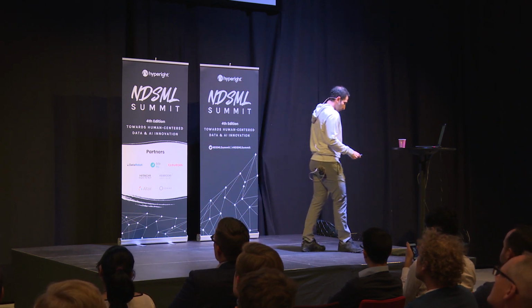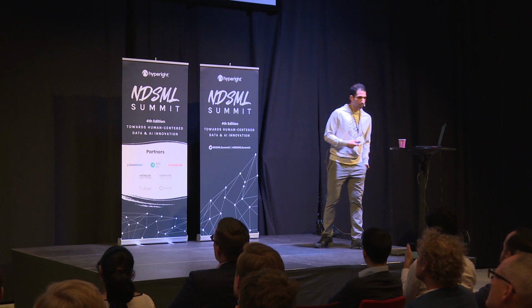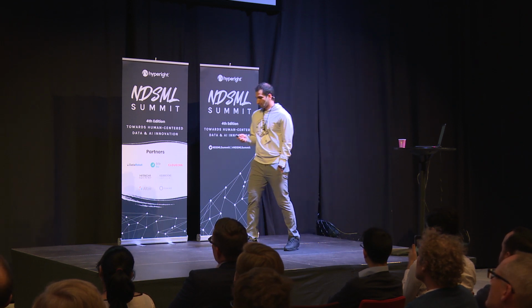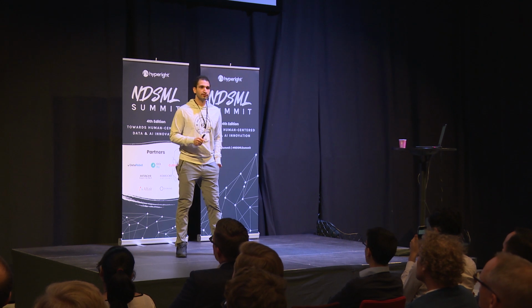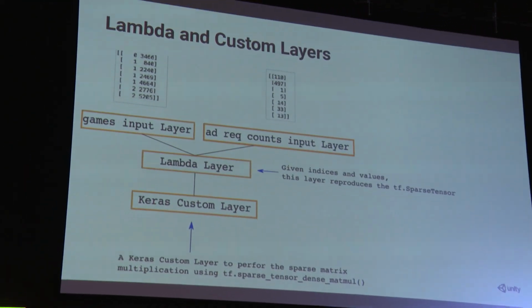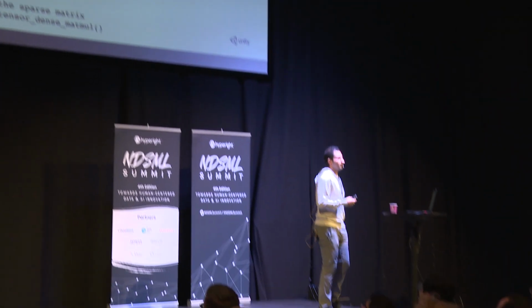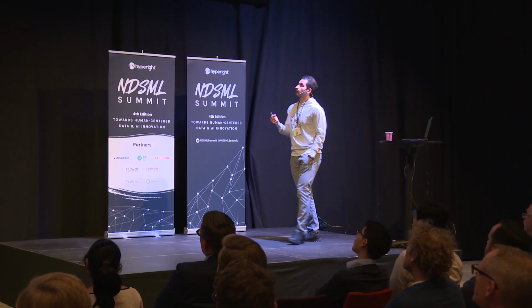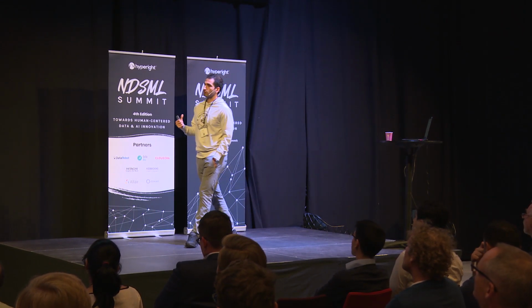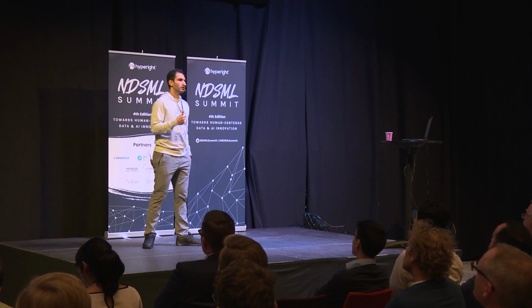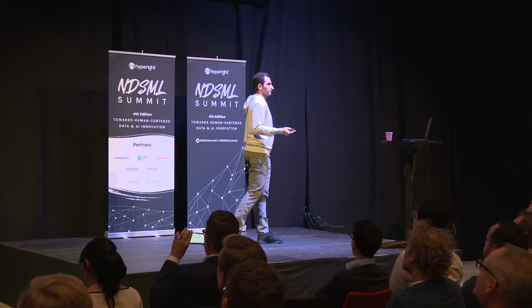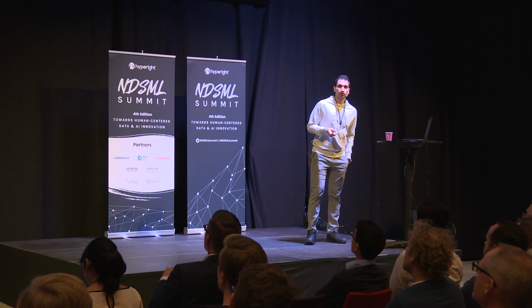So we needed to become creative. We needed to think out of the box. The way that we do that is we are going to create 2 different input layers. One is going to expect the games played by the users, and the other one is going to expect the counts. Both of them are TensorFlow dense tensors, and Keras is happy with them.